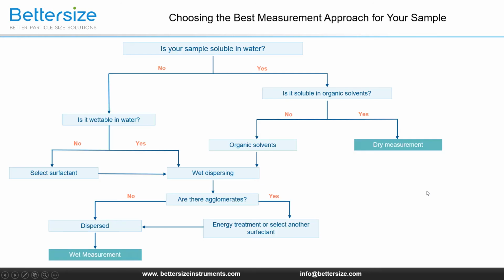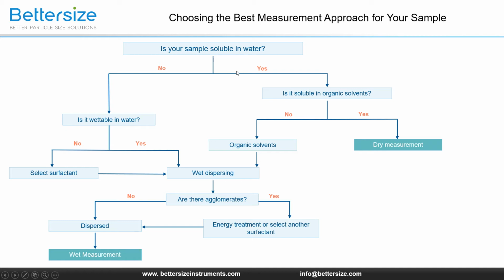Why does the Betasizer 2600 provide so many dispersion modules? The answer is that the measurement approaches are so different because samples are different. And probably the biggest difference between measurement methods is dry and wet. It means what dispersion medium you should choose for your sample.